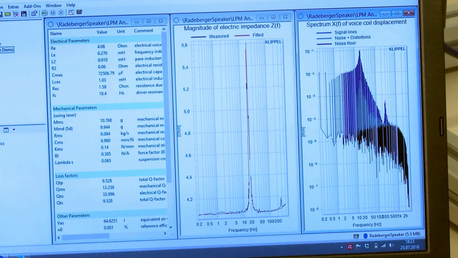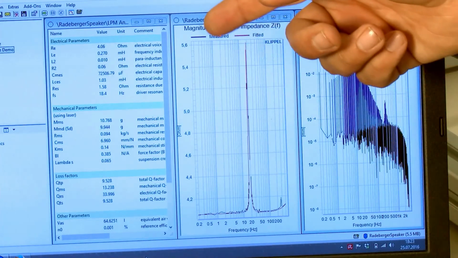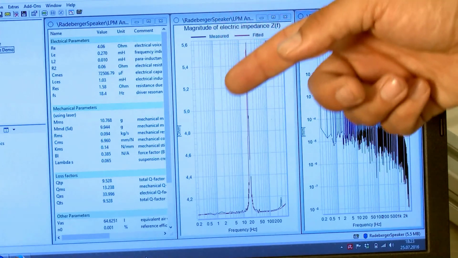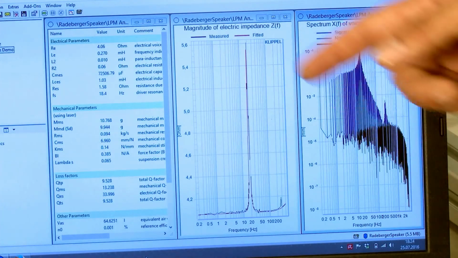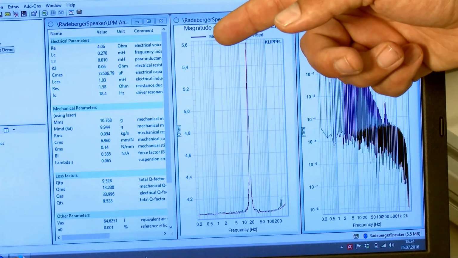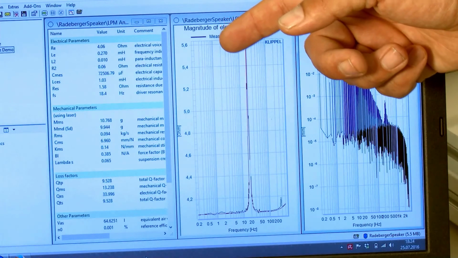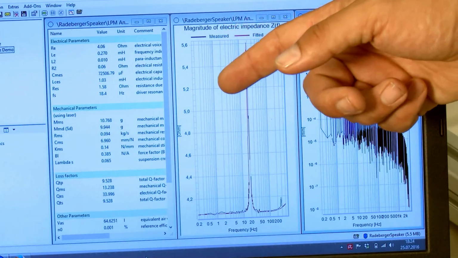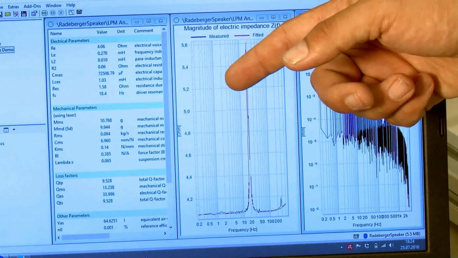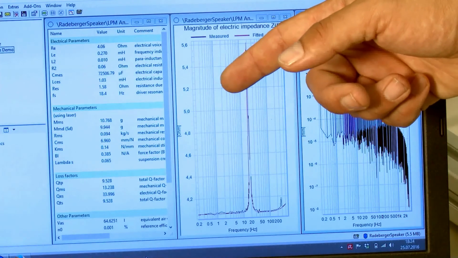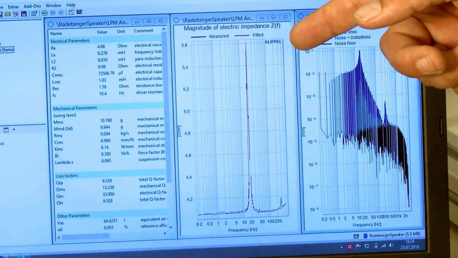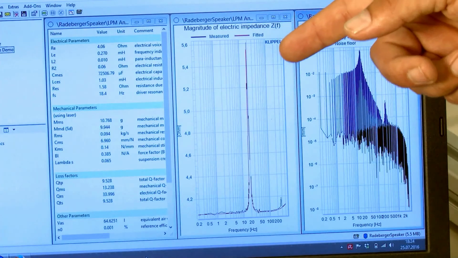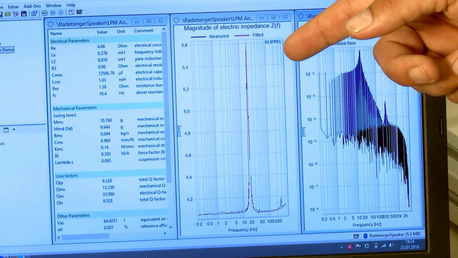In this measurement, we get information about electrical parameters, but at the same time about mechanical parameters. In detail, we can see, for example, resistance, inductance and other information, but at the same time information about mass, damping or stiffness. And taking into account this information, of course, we can evaluate the loudspeaker.